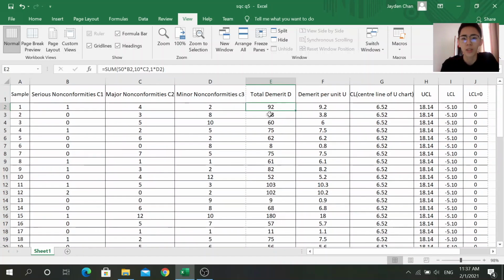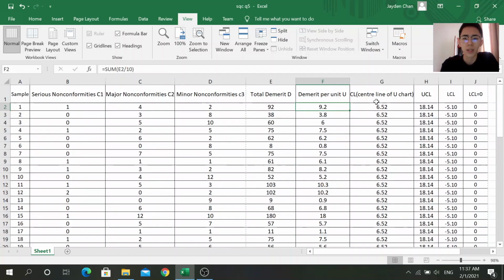After we get the total demerit D, we are going to get the demerit per unit, which is U. It's very simple. We use this 92 divided by 10. As we said before, the sample size here is 10. So we just use the total demerit divided by 10, and we get all the data here.